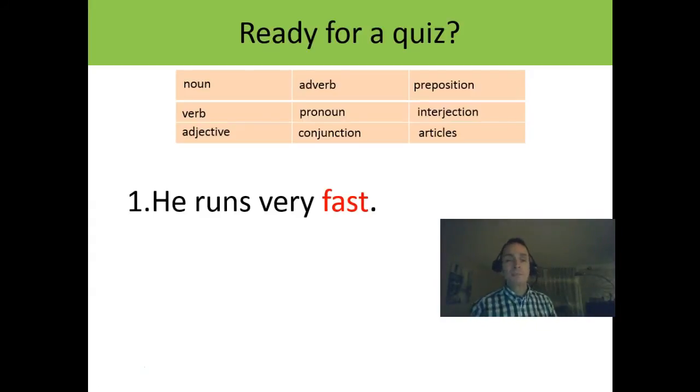Okay, in this sentence, he runs very fast. So what kind of a word is fast? Well, if you said that it is an adverb, you would be correct. Now, you may also have said adjective. And sometimes different words can be different parts of speech. And we'll talk about that in that future video as well, how sometimes fast can be an adjective or an adverb.